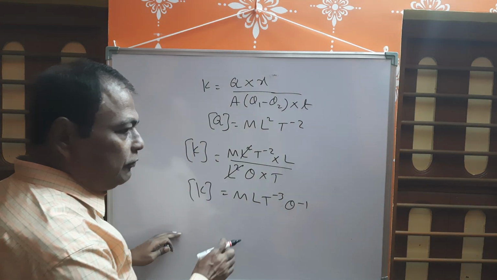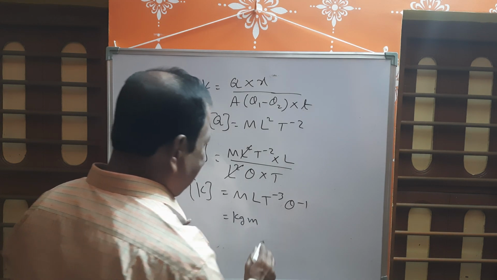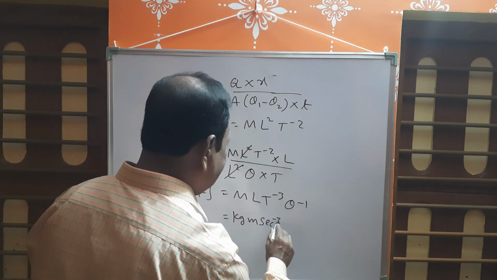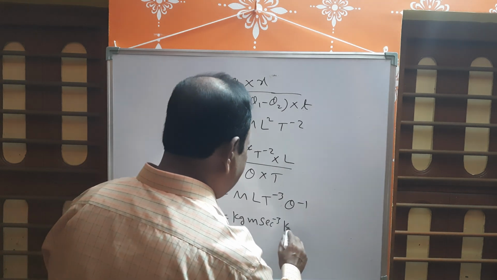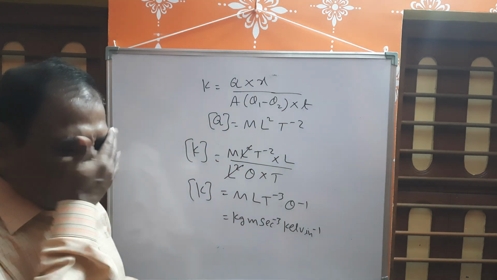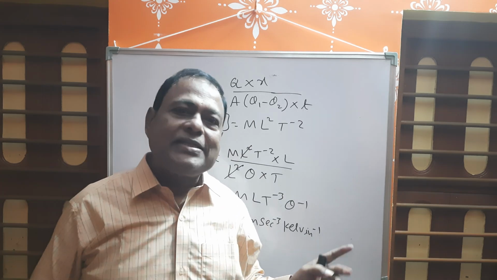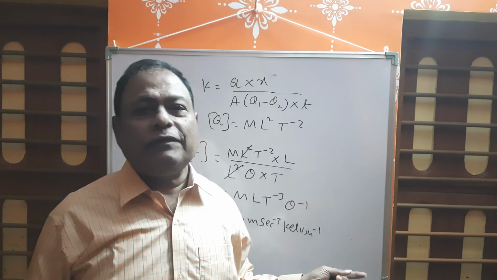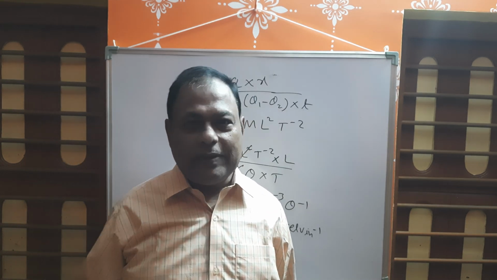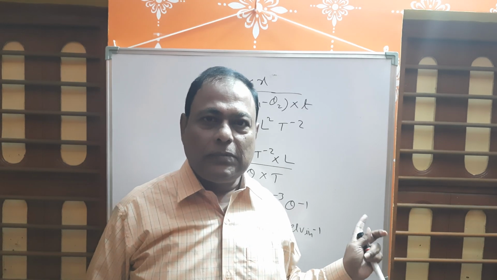So the unit is kg meter second to the power minus 3 Kelvin to the power minus 1. That is the dimension of K. This is a very important question, very important for your exam and also for competitive exams like JEE and NEET. They will give you 4 options. What is the correct answer? I think it is clear.